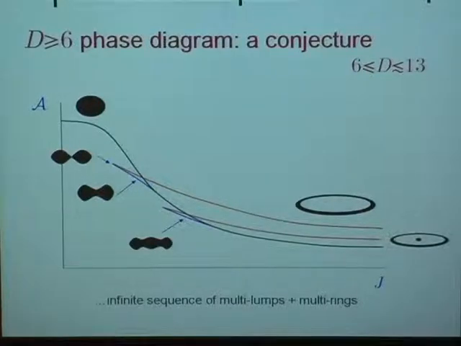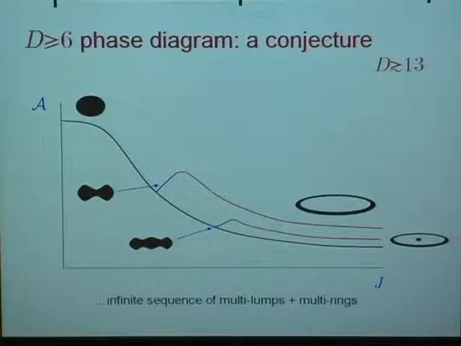This is the study, I have to say, in six dimensions. There's some funny dimension dependence of the Gregory-Laflamme stability that was found by Sorkin. At dimension 13, the phase diagram changes. It's not really well known how it goes, but a reasonable conjecture is that it does something like this. So instead of going backwards, here we increase the entropy as we go into the branch of lumpy solutions. So this is the conjecture for D around 13 or more. We don't really know when the things are rotating whether the critical dimension will be the same, but there's going to be some change at some dimension. And again, there should be some infinite sequence of multi-lumps and multi-black rings.